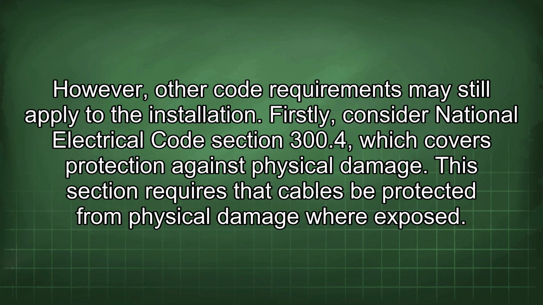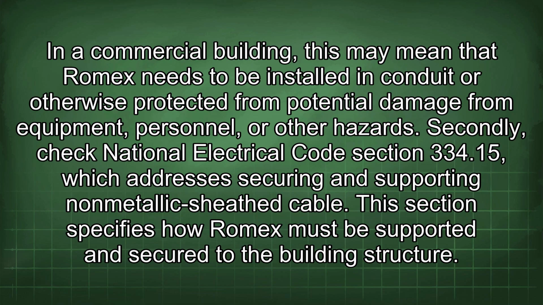Firstly, consider National Electrical Code Section 300.4, which covers protection against physical damage. This section requires that cables be protected from physical damage where exposed. In a commercial building, this may mean that Romex needs to be installed in conduit or otherwise protected from potential damage from equipment, personnel, or other hazards.